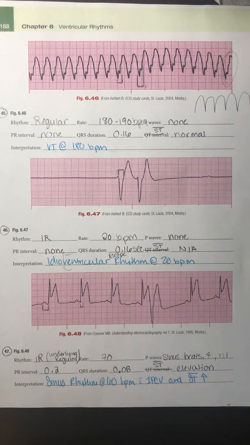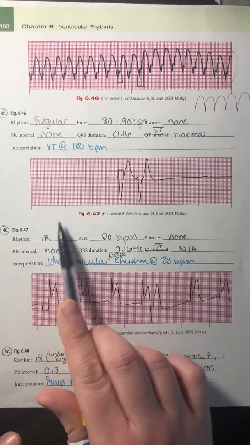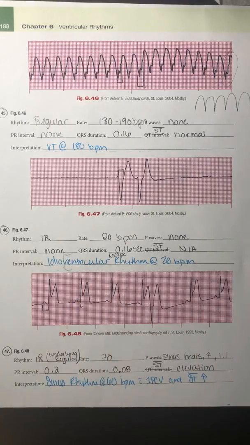This patient may actually be a cardiac arrest because having a rate of 20 beats per minute is not really conducive with life. So a lot of times we see this in the dying process with our hospice patients, or we see it right after we get return of spontaneous circulation after cardiac arrest. We may see some rhythms like this.